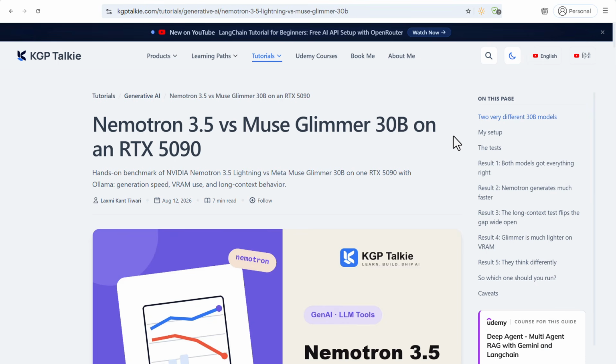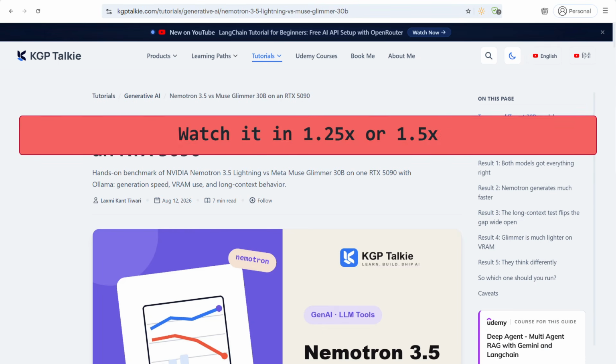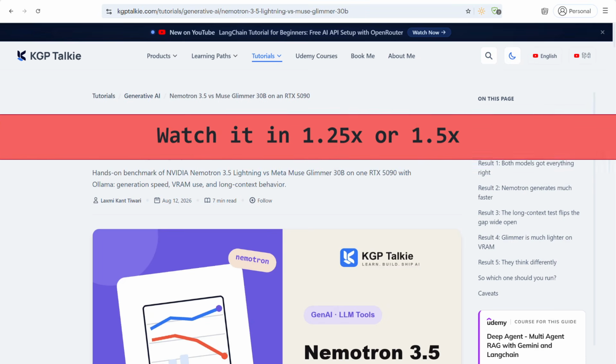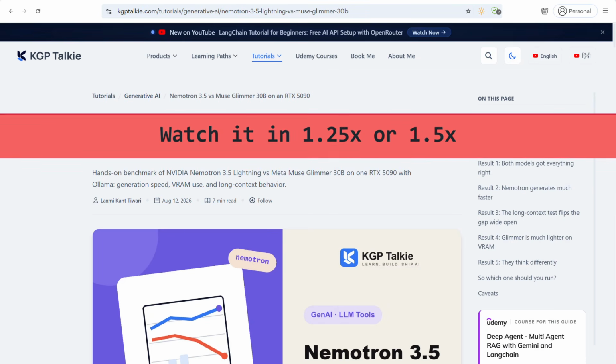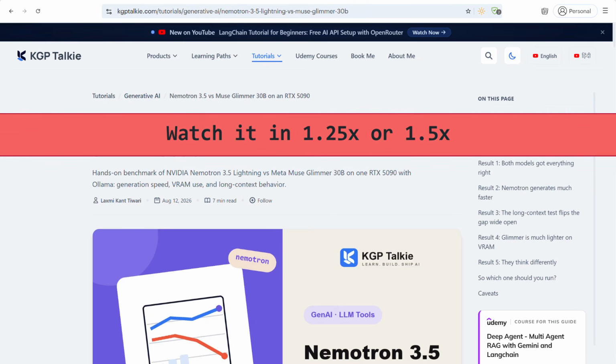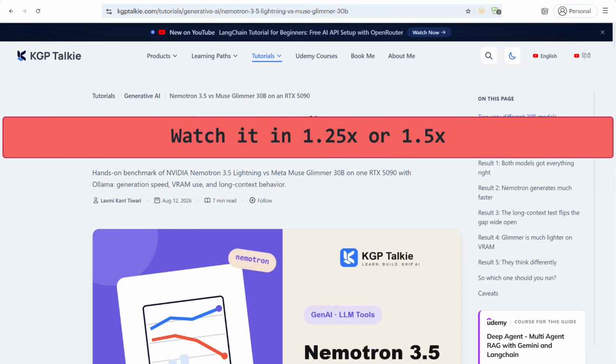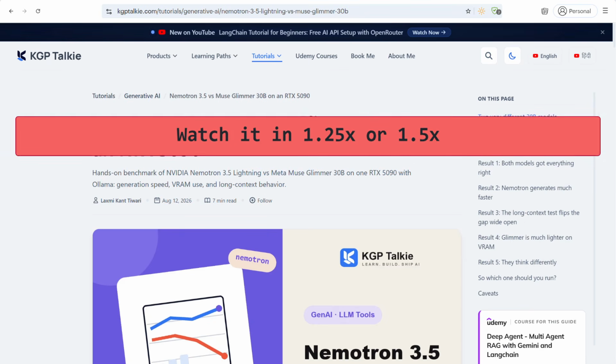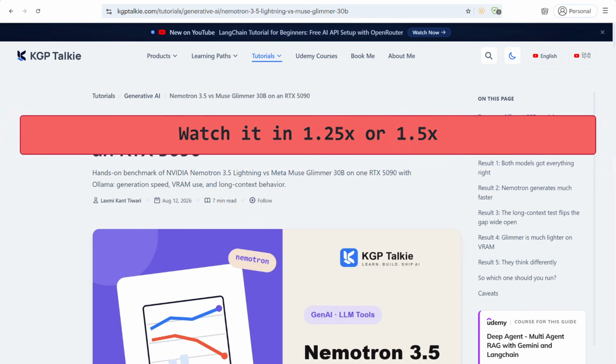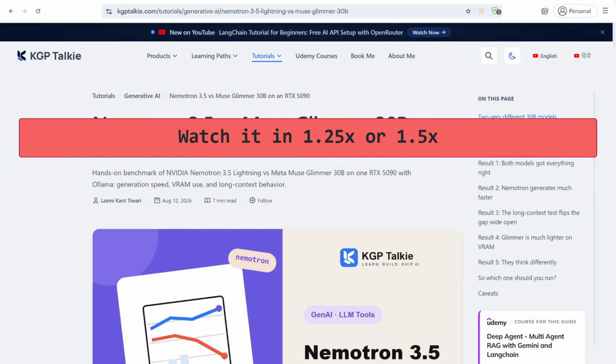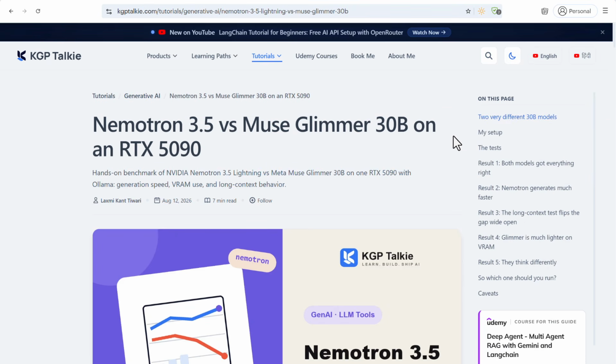So this week we got two new AI models. One came from Meta, that was the Muse Glimmer, and another one came from NVIDIA. So what I did here, I quickly tested these models locally on my own computer. I have an RTX 5090 GPU with 32 gigabytes of VRAM. I wanted to test these models locally and find out their benchmarking performance.